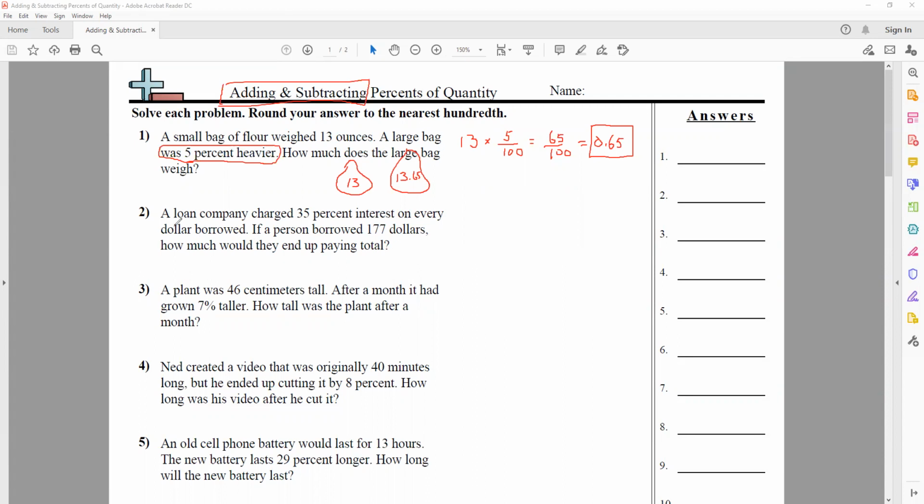Okay, let's try another one. Read the question and I'll do it and watch me, okay? Read it first. Okay, read number 2, please. A loan card has 45% interest on every dollar loaned. If the first loan is $177, how much will they end up paying total? Okay, so 177 is what he borrows.